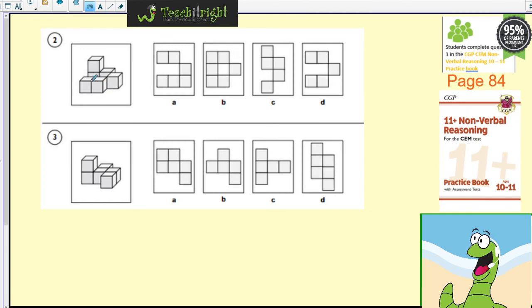Number 2, this one here, we've got a line of 2, a line of 2, and a 1. So I'm looking for a line of 2, a line of 2, and a 1, making D the answer.